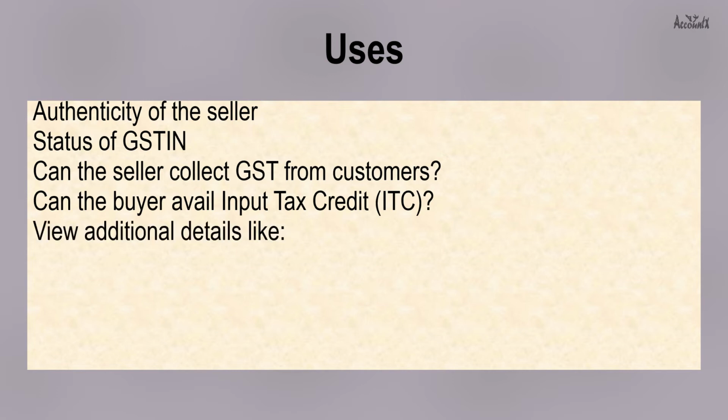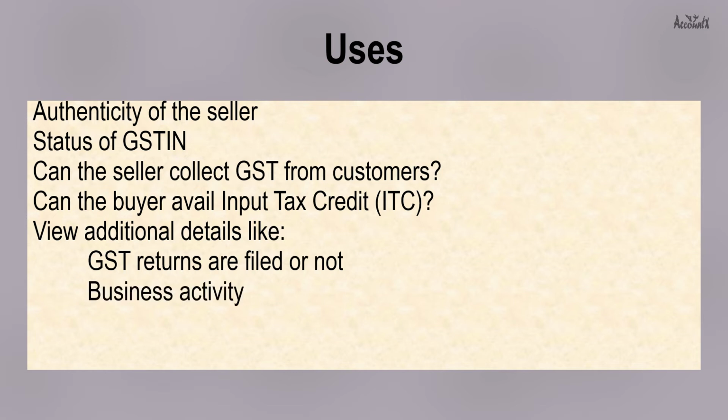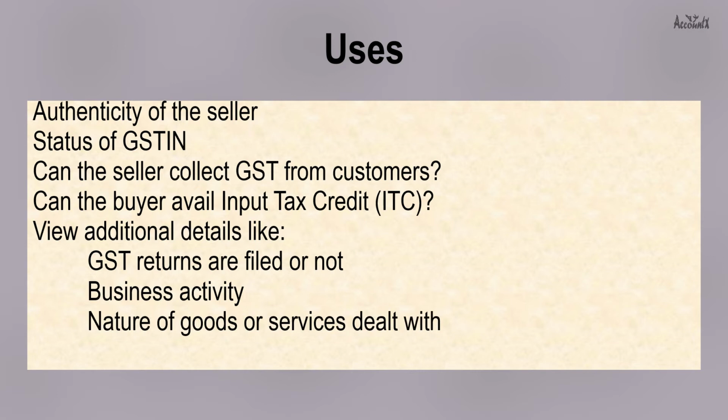We can view additional details like whether the taxpayer has filed GST returns or not. GST returns can be GSTR1 or GSTR3B, which is filed once in a month or once in a quarter. Annual return like GSTR9, GSTR9C, etc. We can also view business activity, whether the taxpayer is a trader or manufacturer or a service provider. We can view nature of goods or services that the taxpayer deals with.